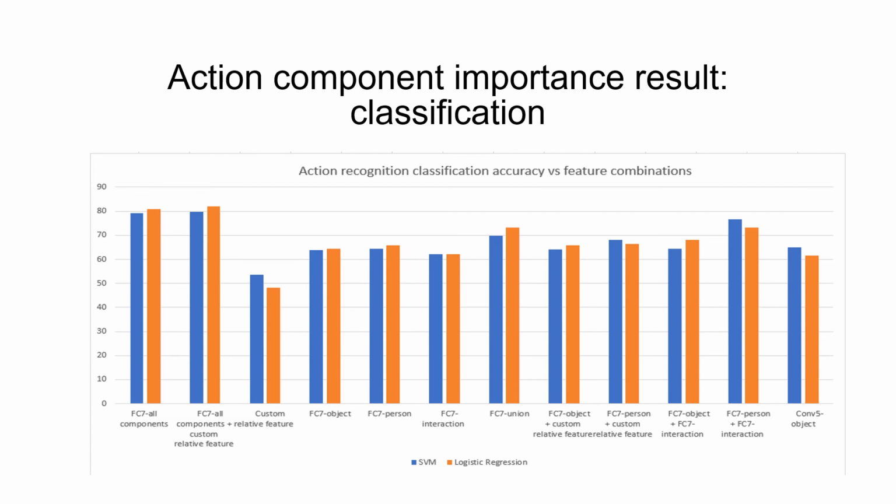Another interesting observation is that using Conv5 activations for objects produces better results than using FC7 activations for objects. This shows that Conv5 features are able to generalize objects better. They are more robust to intra-class variation and better capture the kind of object that is needed to perform a particular action than FC7 object features.